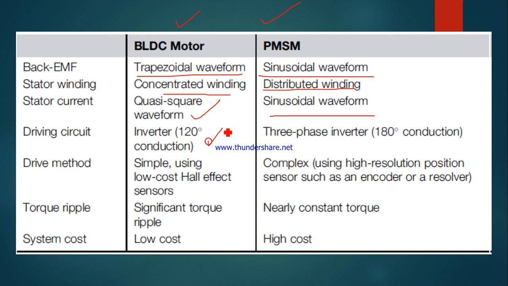You can drive a BLDC machine using an inverter with 120 degree conduction. It can also be done with 180 degree conduction. Making the drive for BLDC is very simple, because you can very easily understand the rotor flux position by embedding some Hall effect sensors in the stator core.